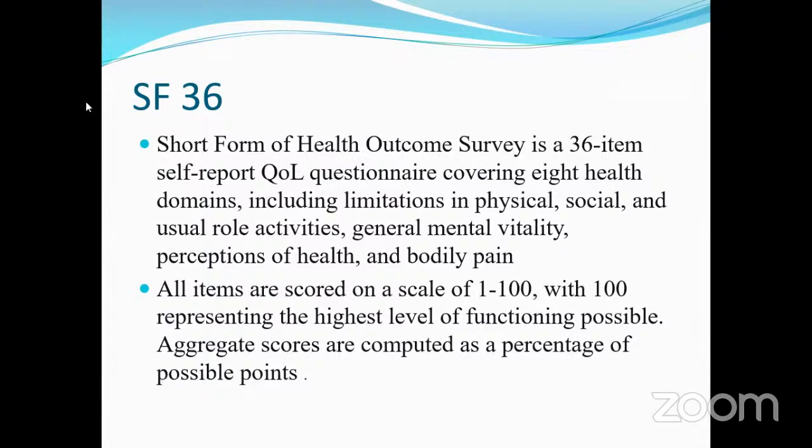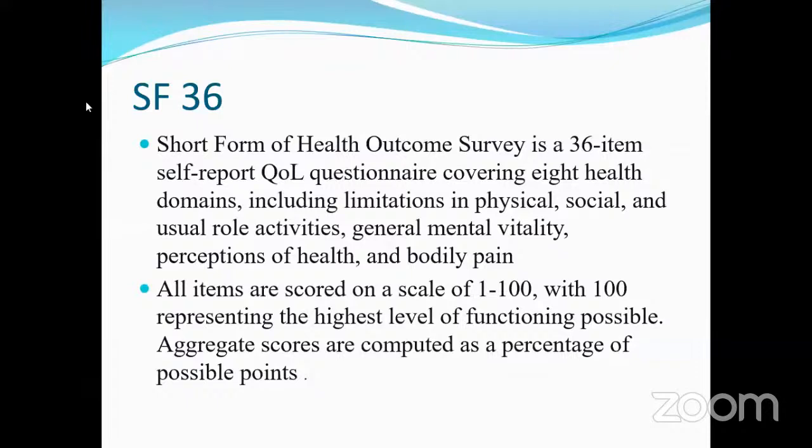What is SF36? It's a short form health outcome survey, a 36-item, self-reported questionnaire by the patient, covering 8 health domains, including limitation in physical, social, and usual roles in the society, mental vitality, perception of health, and bodily pain. Short, 36 items. You score all the items on a scale of 0 to 100, 100 representing the highest level of functioning possible, and you sum up the score, and the aggregate score is computed as a percentage of points for that patient.